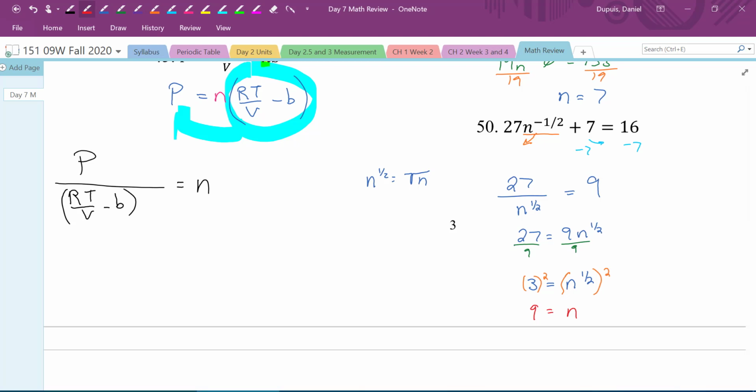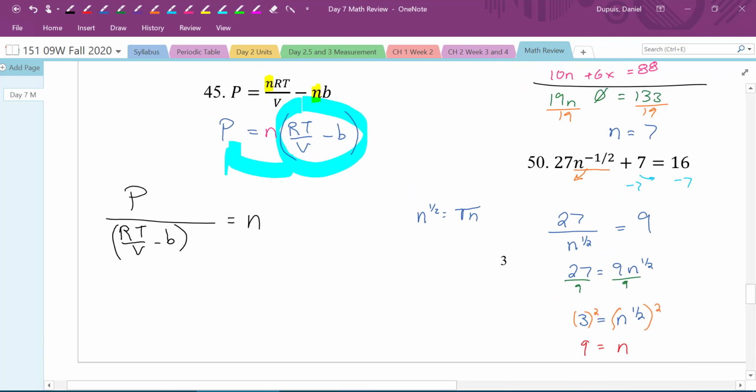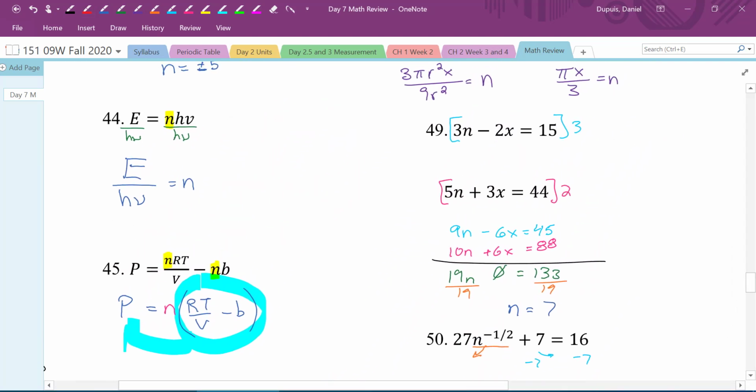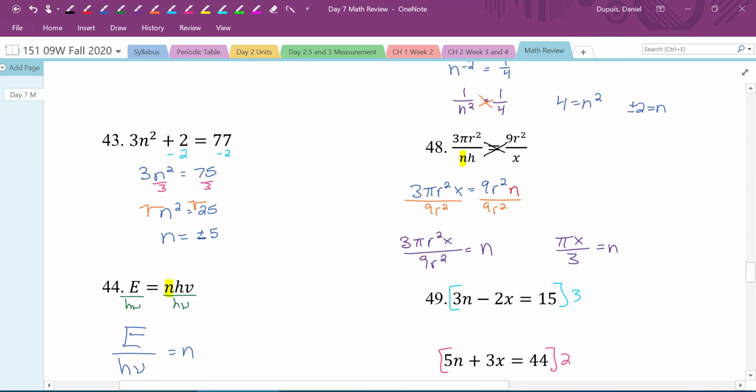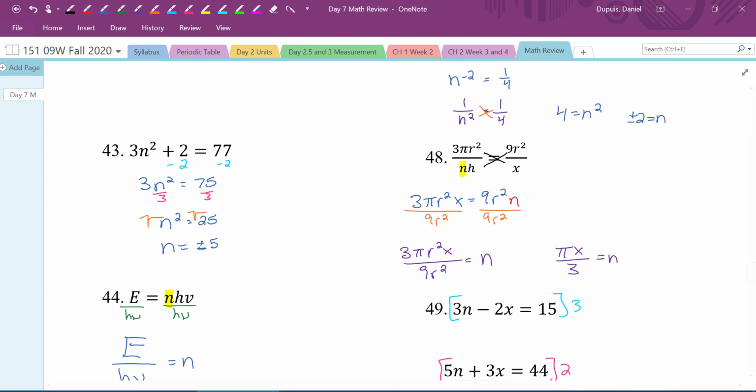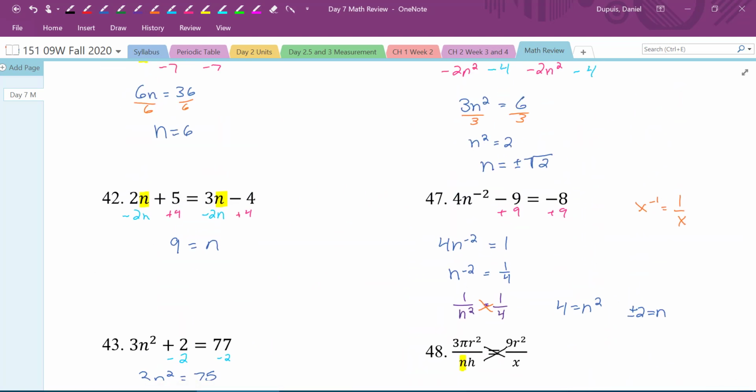It's just practice. Now, if this is stressing you out with the negative exponents and the half and whatnot, we don't do a lot of that in Chem 1. We do a lot more things like 45, a lot more things like 49, 44, 48. Okay, that's a lot more what's going on.